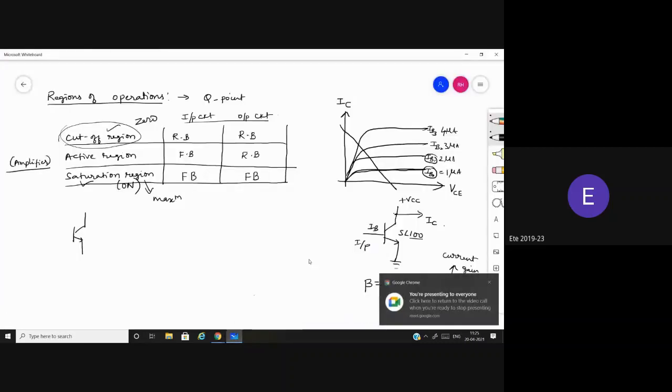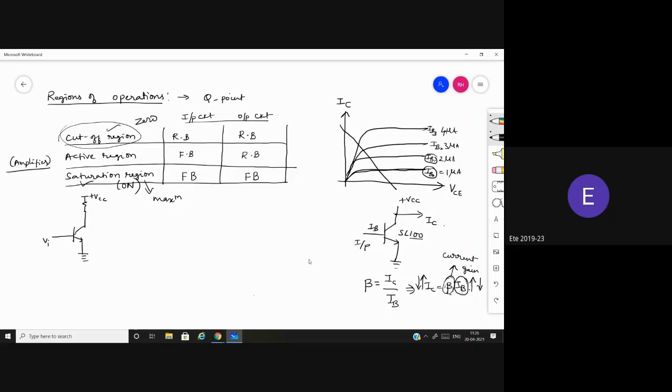Now, if we take the common emitter configuration, I'm just taking a simple circuit. Here, I'm connecting it to plus VCC, I'm grounding it, and here I'm going to give the input. This is the collector resistance. Between these two, I'll have VCE, and the current flowing through RC is IC.